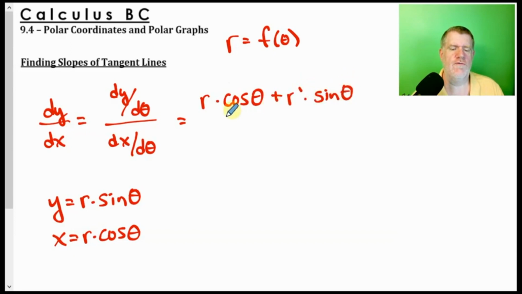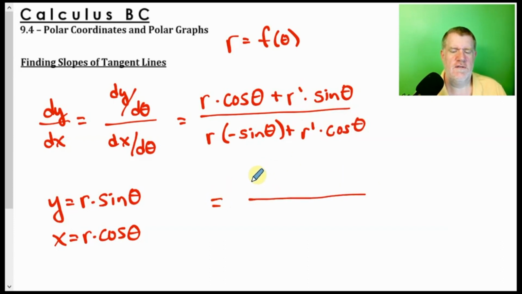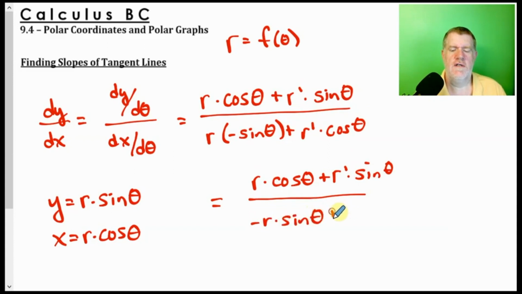So there's my derivative of y with respect to theta. And now the bottom. R, the derivative of cosine is negative sine, and chain rule, or product rule, so r prime times the cosine of theta. So we'll just make it look a little nicer. Actually, the only thing we're going to do is get rid of that negative on the bottom. So we'll just say negative r sine of theta plus r prime cosine of theta.